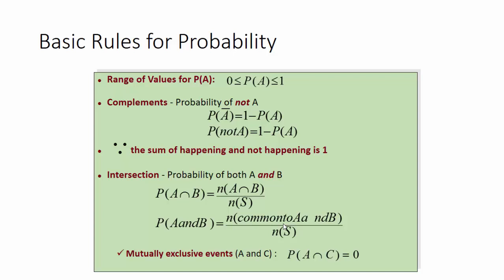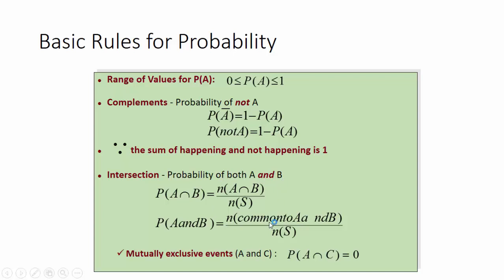Complement rule, or the not of A: the probability of not being A equals 1 less the probability of A, or P of not A equals 1 minus P of A. Since the sum of happening and not happening is always equal to 1, the probability of A and probability of not A equal 1.